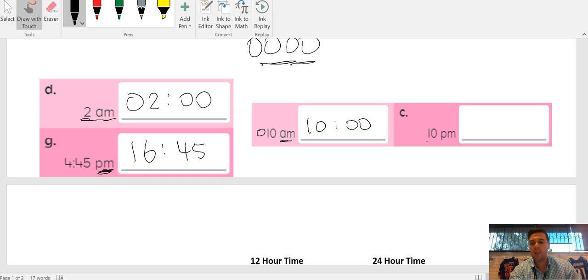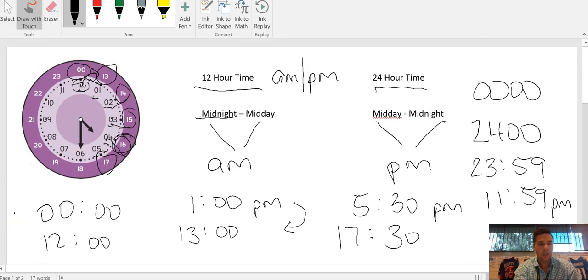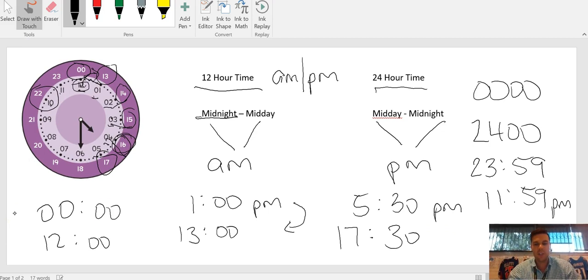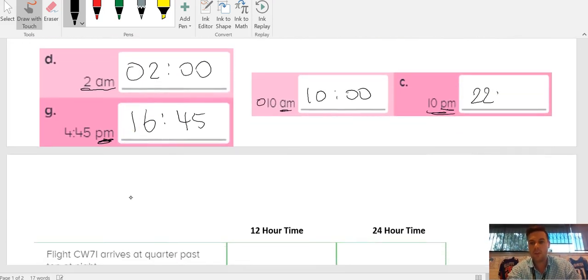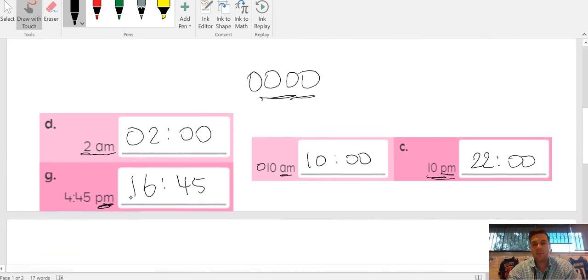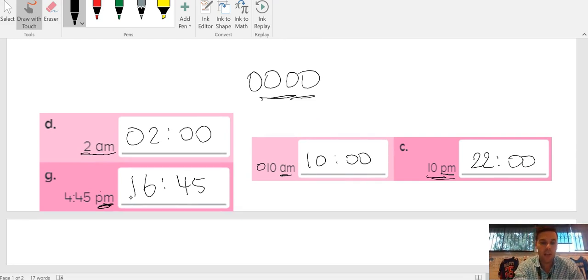Okay. Last one of these here, 10 p.m. Okay, now this is the third last hour of the night. Okay, we're looking at the night. So if we go back up here to have a look at our clock, 10 p.m. is the same as the 22nd hour of the day. So this would become 2200.